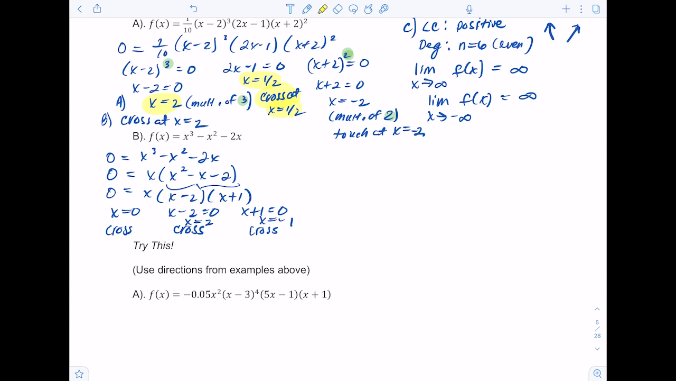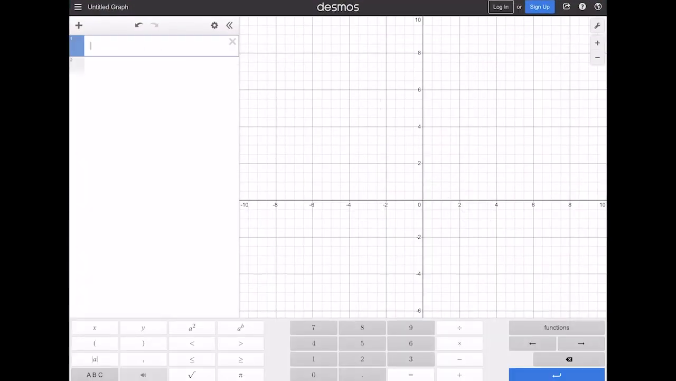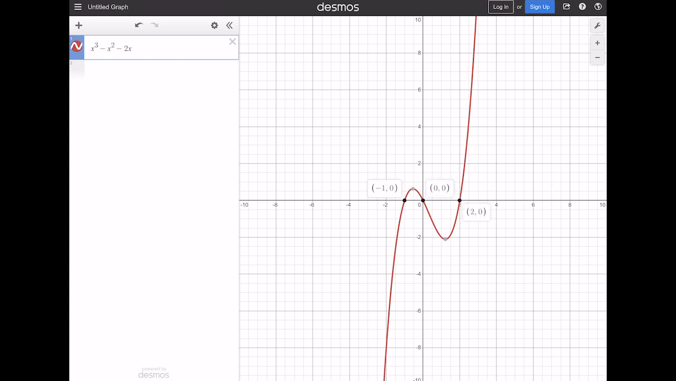So here are your zeros, and it's going to cross in each place. So if we were to actually graph that, you'll see, so if I plug in here, I have my x cubed minus x squared minus 2x. You can see at each of those zeros or x-intercepts, the graph goes right through and crosses.